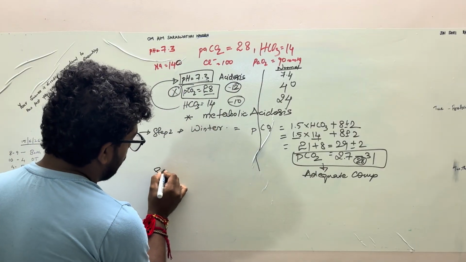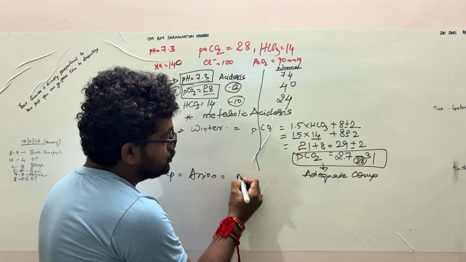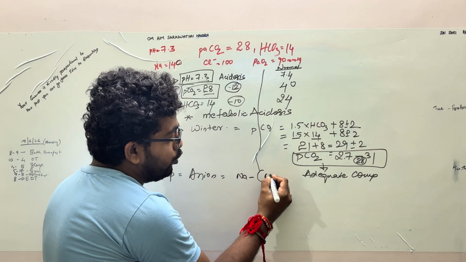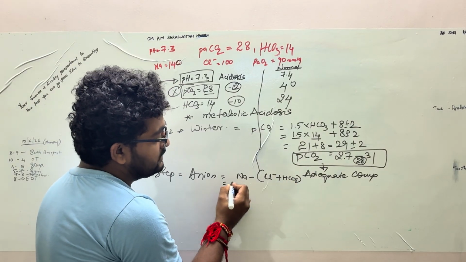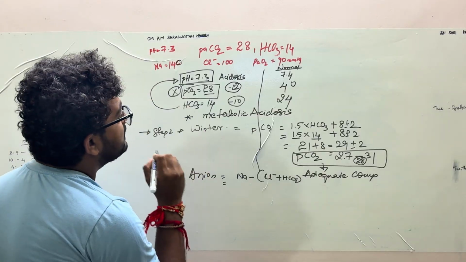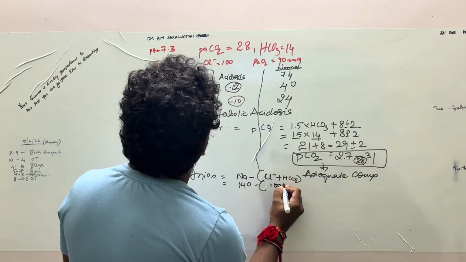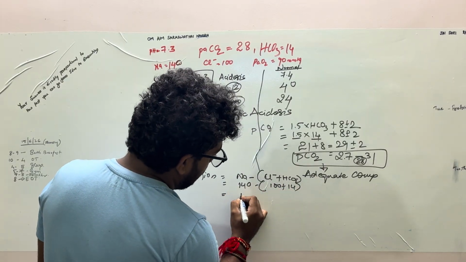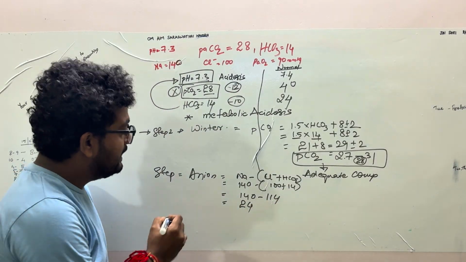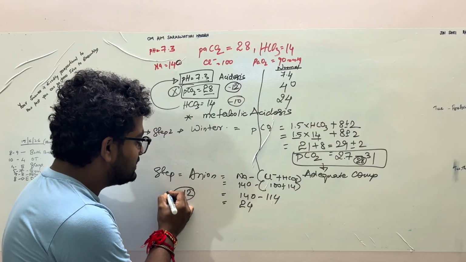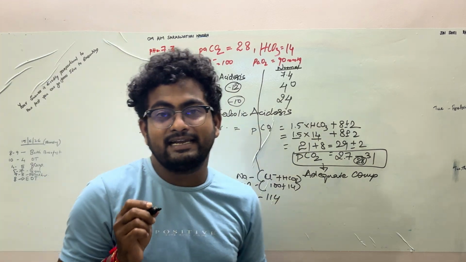Step 3, now let's talk about anion gap. We all know that the anion gap formula is sodium minus chloride plus bicarbonate. This will give us the anion gap. Sodium is 140, chloride is 100, bicarbonate is 14. We get 140 minus 114, which is equal to 26. Anything greater than 12 is considered a high anion gap. Since it is greater than 12, we are going to consider it a high anion gap.